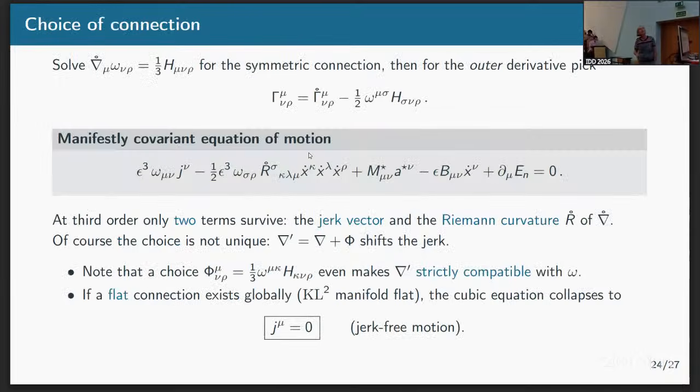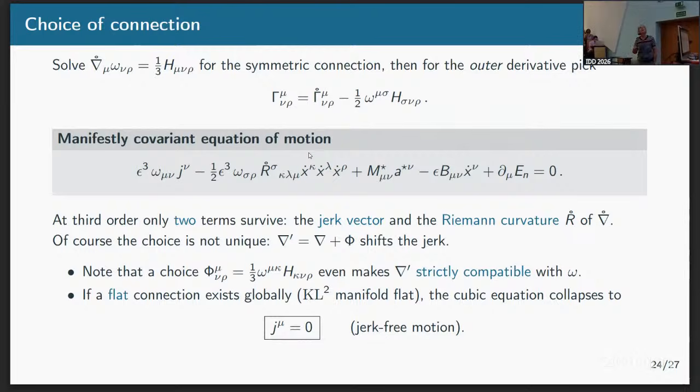So what we did is we chose a particular connection of this form such that our equation of motion in third order for covariant jerk is given like this. So this is the second order. I get a contribution which looks like symplectic curvature here for this gamma zero connection with jerk here. As I said, there is a freedom of choice. If you choose a different connection, basically you will just reintroduce some h moving around here, but this is the freedom you have.